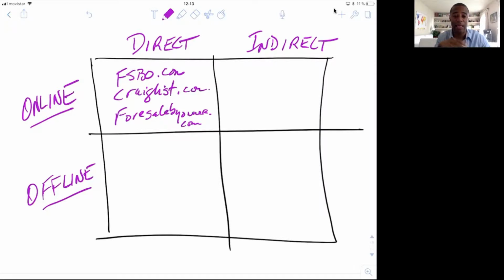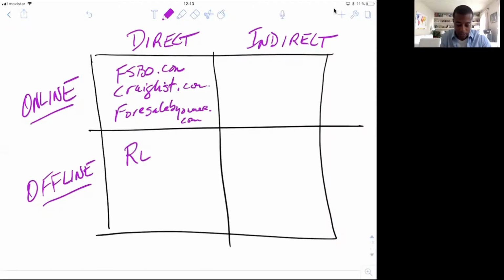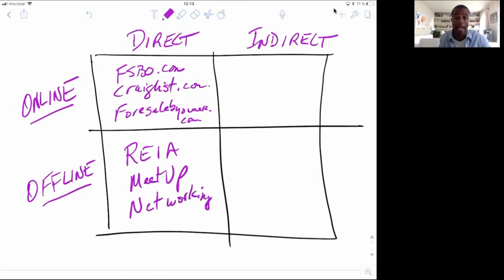Let's stay in the exact same way. Let's say now that you want to look for someone directly, but you prefer to do that in an offline fashion. What would that look like? So you can think about all of the different real estate investment associations that are probably in your hometown that you can find. You can go and you can actually meet someone there face to face. You can think about doing things like meetup groups with people that have a very similar interest and are looking to sell their properties. Or you can do any kind of networking activity, but the idea here is that you're going to meet them in a face-to-face fashion.